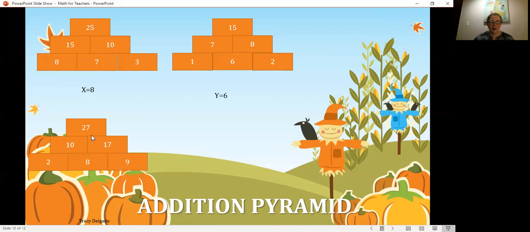And our next puzzle, we had 27, z, 2, and 9. So I did 17 plus 10 to give 27. And so 10 minus 2 equals 8. 17 minus 8 equals 9. So z equals 10.